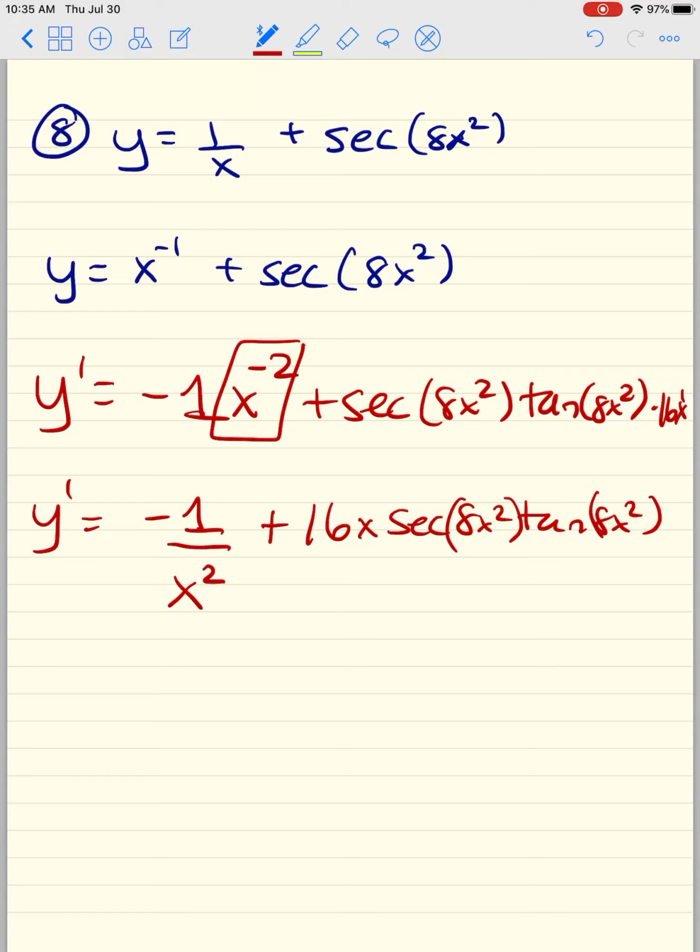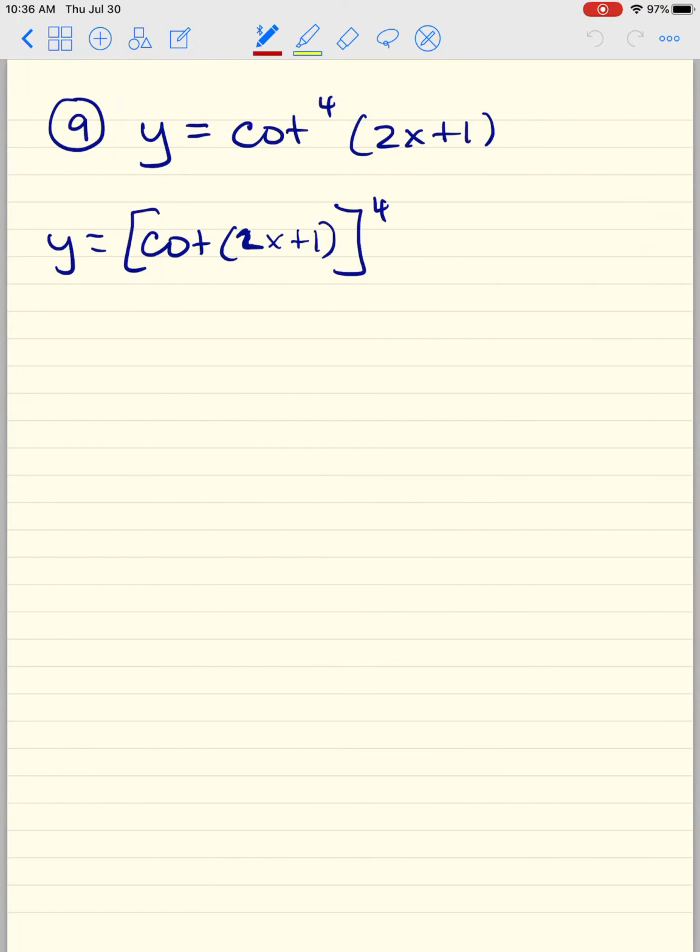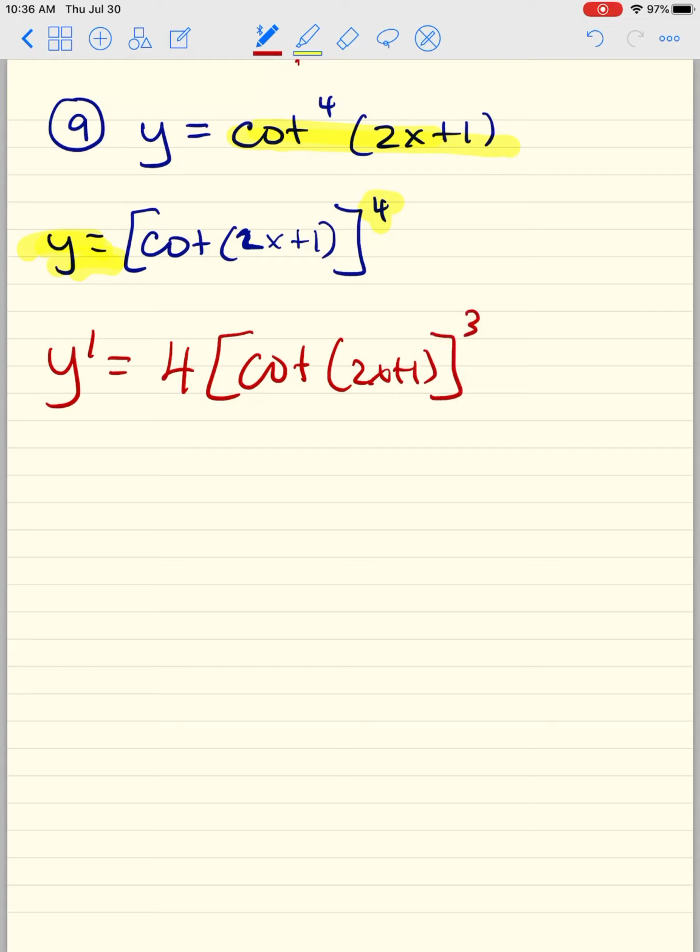Okay, so every time you guys are taking derivatives of trig, say the trig name and the angle. At the end, take the derivative of the angle. Here's our final one. So in this case, it's cotangent 2x plus 1 to the 4th power, so you should write it the way I just wrote it here, okay? So derivative, y prime is equal to 4, recopy the inside, drop it by 1, so that's to the 3rd, times the derivative of the inside.